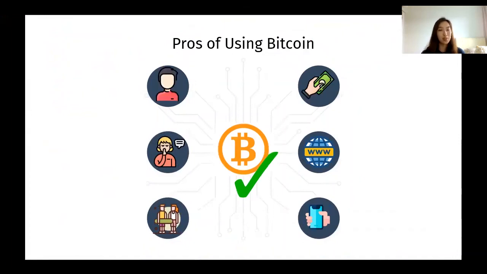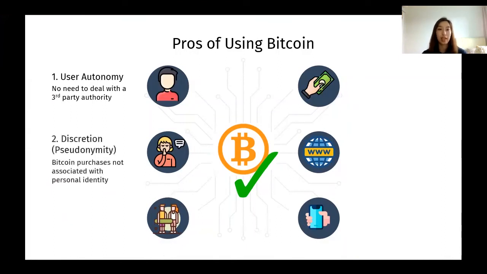So are you thinking of using Bitcoin? Here are some pros and cons for you to consider. So firstly, a pro would be user autonomy. So users can control how to spend their money without dealing with a third-party authority like a bank or a government.